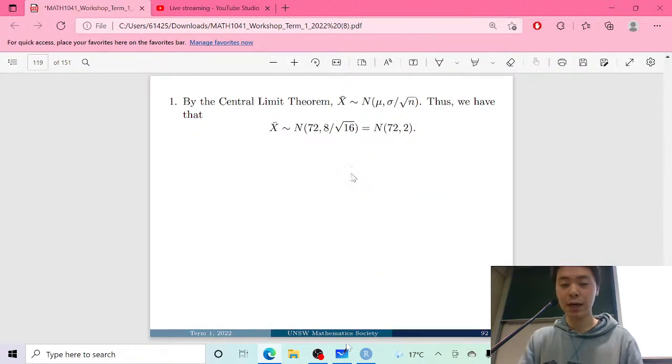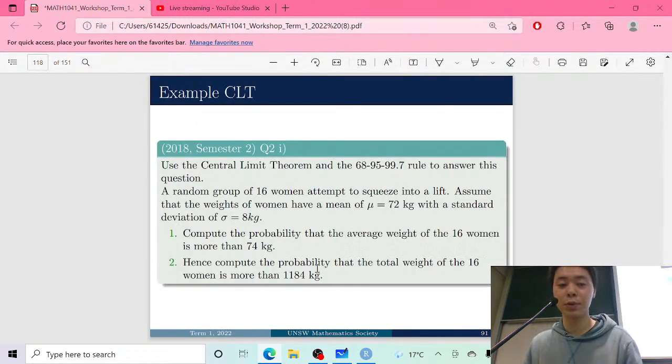So the second part asks us to compute the probability that the total weight is more than 1,184 kilos. The total weight is going to be the sum of all of the random variables here. So the total weight is going to be something like, you can't see that.